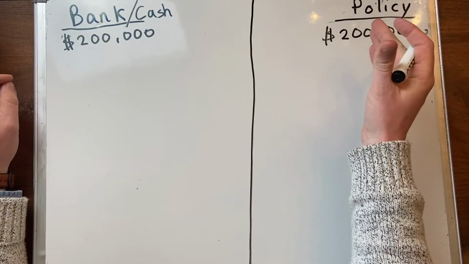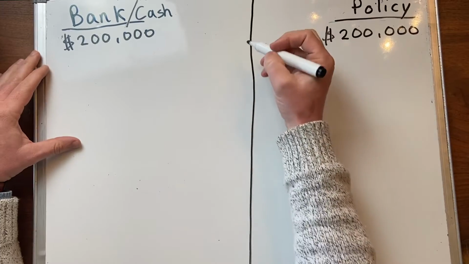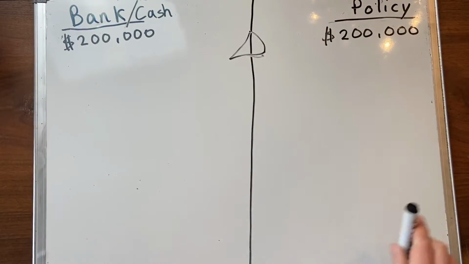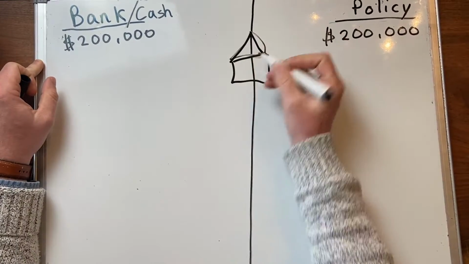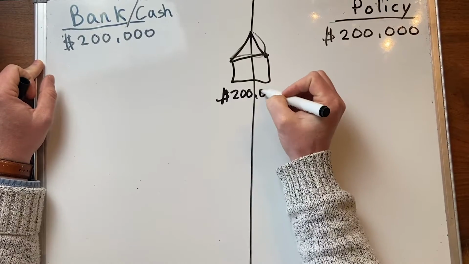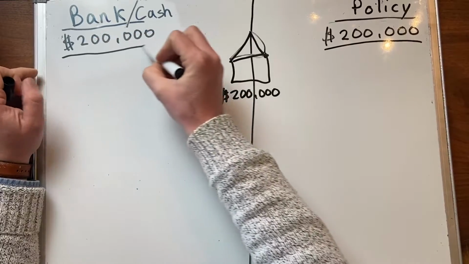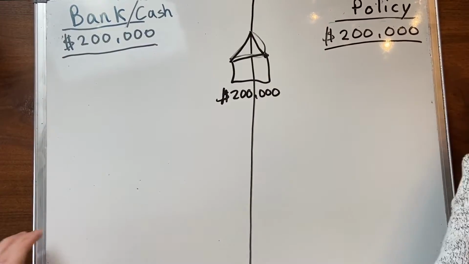A cash value life insurance policy and how we might use that cash to invest in real estate. All right, so let's say that we have a property here and that property's value is $200,000. We'll use nice round numbers here. Okay, so we have $200,000 in a policy, we have $200,000 in a bank account, and the property is worth $200,000. Nice round, easy figures.